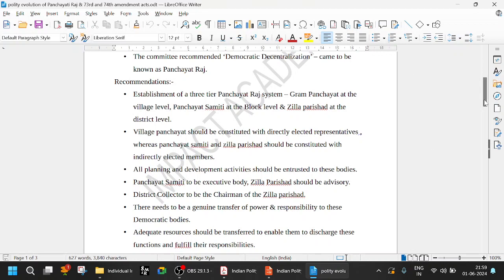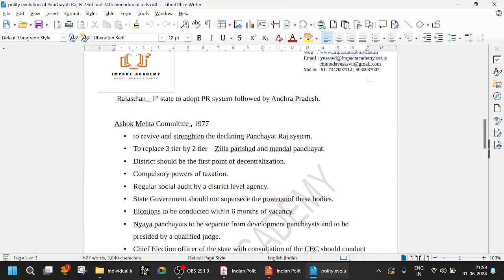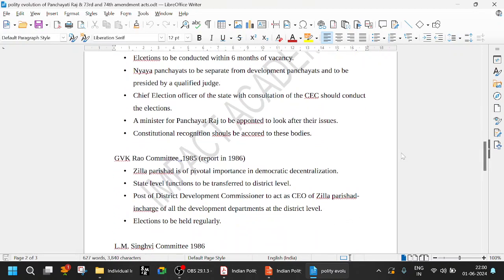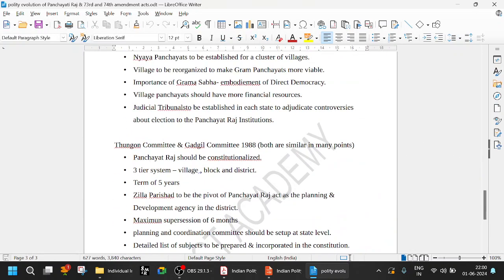So the first is the Balwant Mehta committee, and then you have the Ashok Mehta committee. Also, Rajasthan is the first state to adopt the Panchayati Raj system, followed by Andhra Pradesh. Then after the Balwant Mehta Committee, you have the Ashok Mehta Committee, 1977, which suggested the three-tier system be replaced by a two-tier. Then you have the GVK Rao Committee, 1985, the LM Singhvi Committee, 1986, and the Thungon Committee and Gadgil Committee.